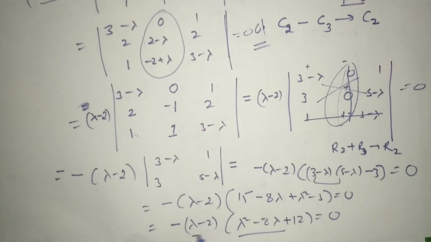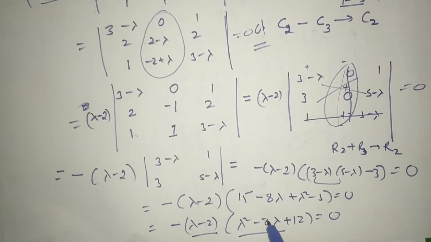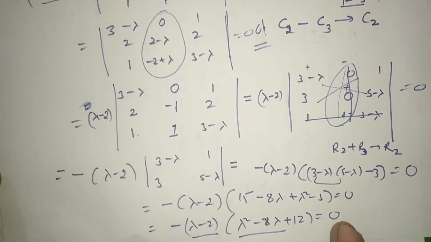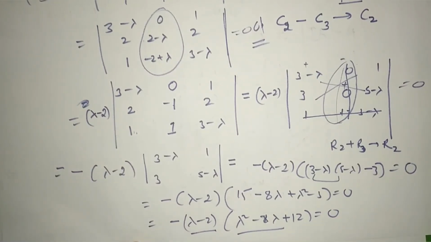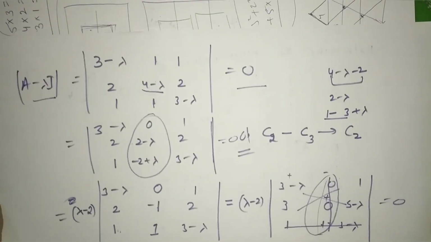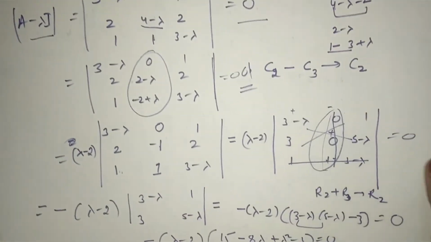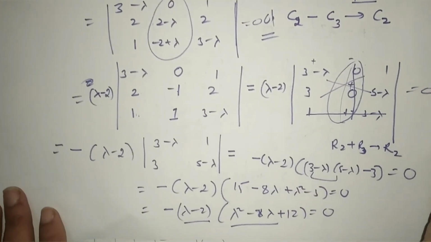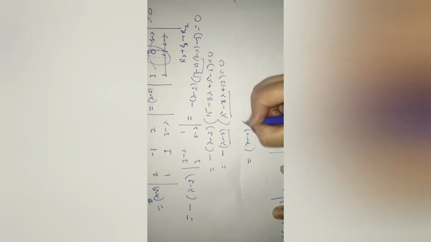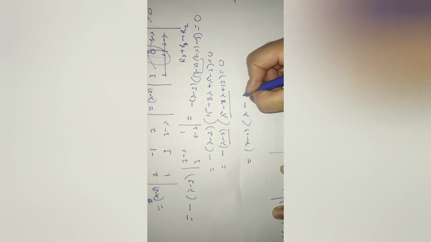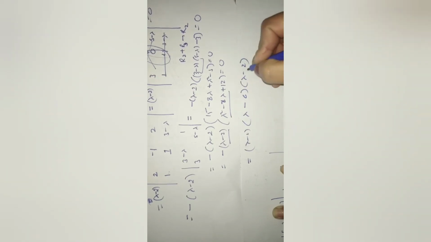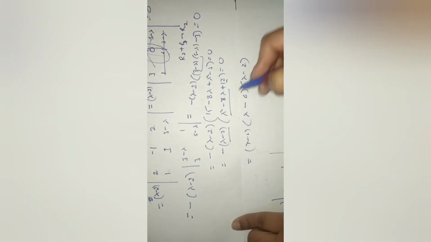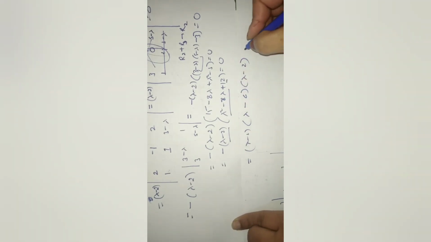This is the factor which is already outside. Now factorizing this, 6 and 2 are the factors. So the factors of this are lambda minus 6, lambda minus 2. You can factorize this 12: 12 is 6 into 2 and 6 plus 2 is 8, both negative, equal to 0.